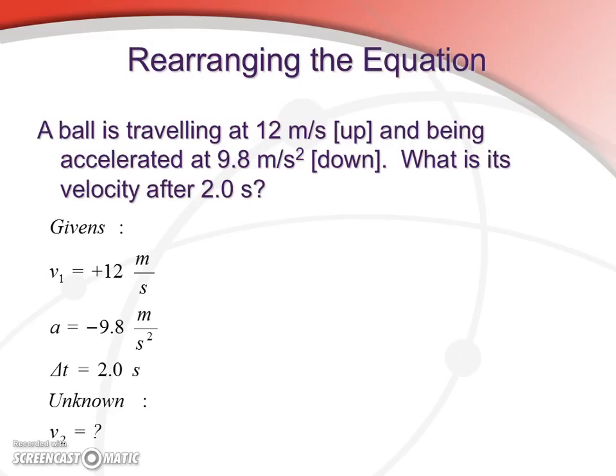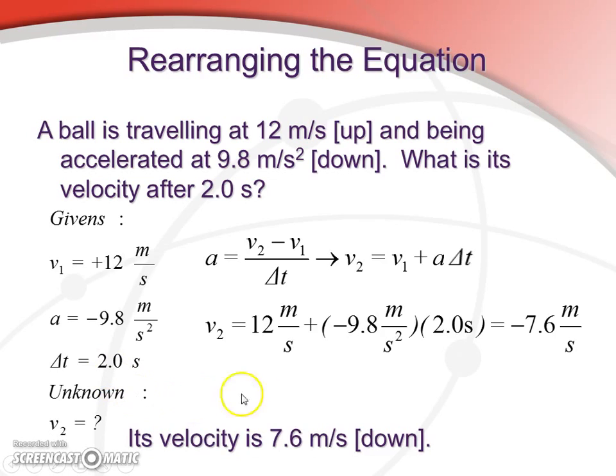So, a problem having rearranged it. A ball is traveling upwards at 12 meters per second and being accelerated downward at 9.8 meters per second squared. What's its velocity after 2 seconds? So we write out our givens again. Our starting velocity is 12 meters per second. Our acceleration is negative 9.8 meters per second squared. Our time is 2 seconds. Using our rearranged equation, V2 equals V1 plus a delta t, so V2 equals 12 meters per second minus, call it, 19.6 meters per second, gives us a final velocity of negative 7.6 meters per second up, or, reversing the sign, 7.6 meters per second downward.